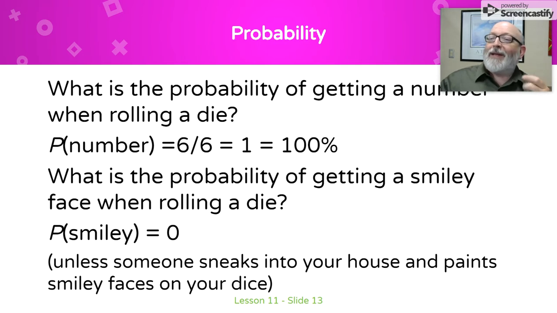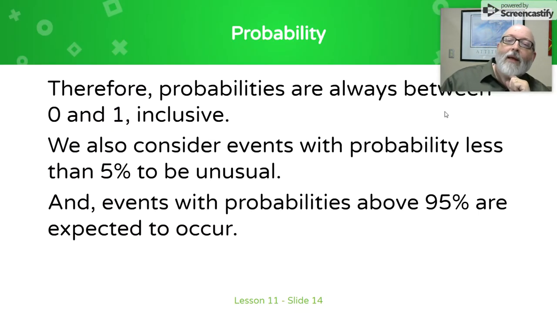What's the probability of getting a number when rolling a die? Probability of a number is 6 out of 6, which equals 1, or 100%. What's the probability of getting a smiley face when rolling a die? Probability of a smiley is 0, unless someone sneaks into your house and paints smiley faces on your dice. Therefore, probabilities are always between 0 and 1, inclusive.